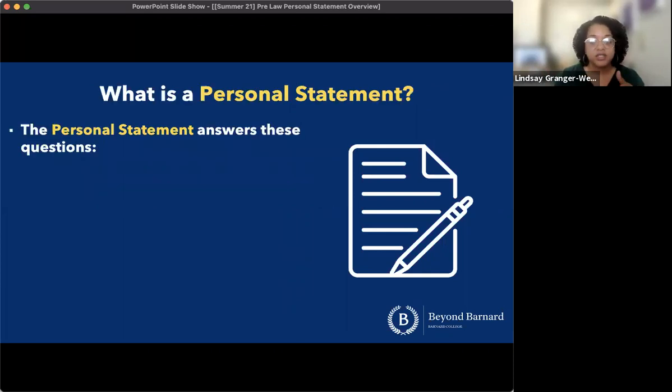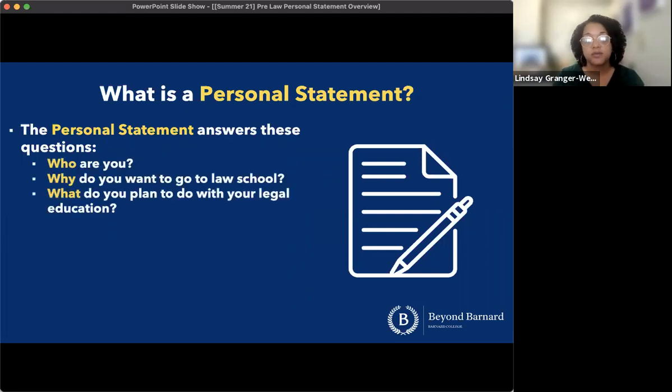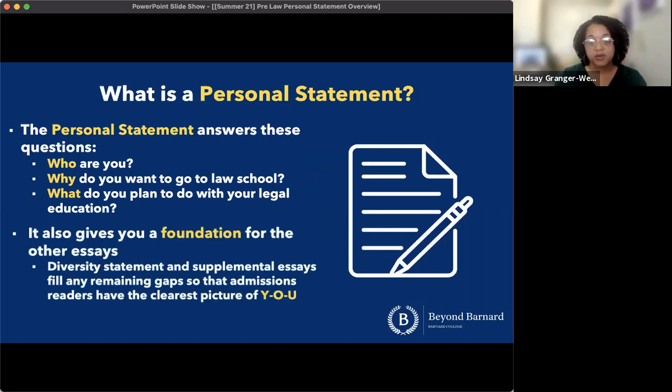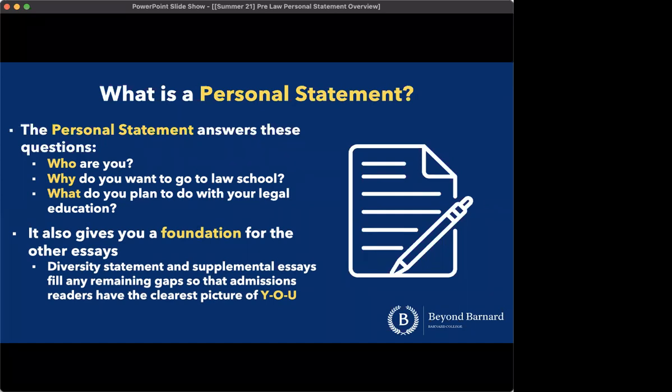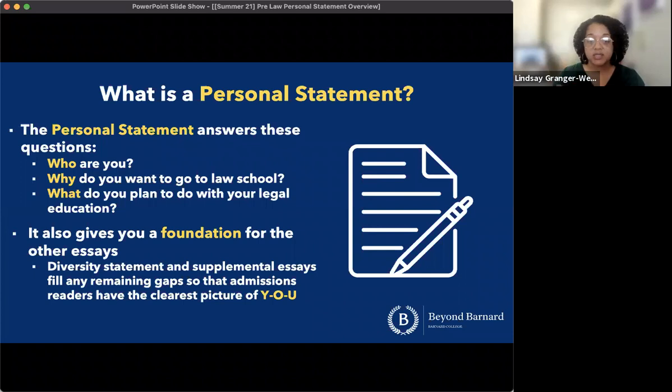So the personal statement really answers 3 fundamental questions: who are you, why do you want to go to law school, and what do you plan to do with your legal education? And it also provides a foundation for the other writing that you have to do. So if you have a great idea for it, you'll then use your diversity statement and your supplemental essays as complementary pieces so that you're forming a cohesive application narrative, as opposed to either having very disparate documents, which is one end of the spectrum, or having very redundant documents, which is the other end. And neither of those are good strategies to have for your documents.